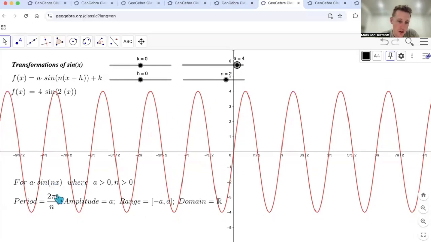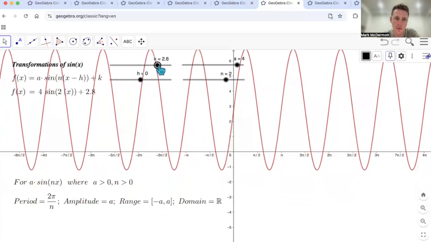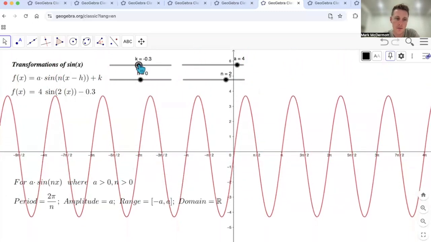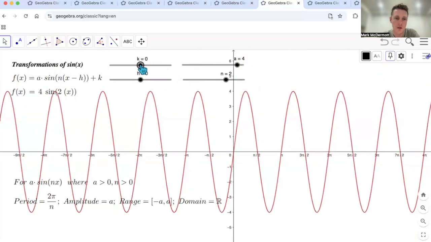The range of a function like this is from -a to +a, so -4 to +4. The domain, as you can see, is all real numbers. Now, just be mindful, the range isn't always -a to +a, because if I start to shift things up and down, then the range is going to be k minus a to k plus a. But have a think about that in your own time as well.